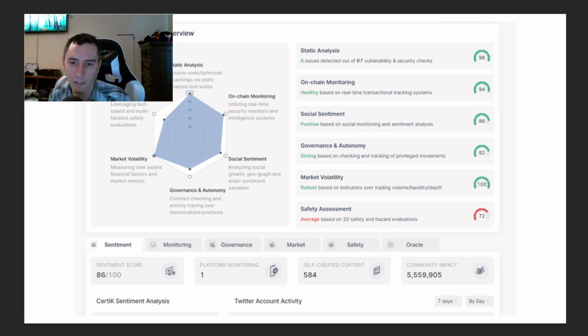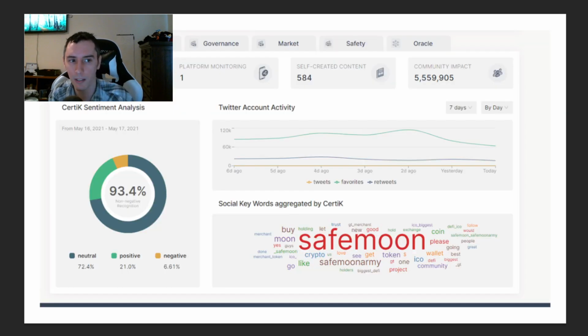So it's received high scores on a lot of these different elements. The safety assessment is at a 72. You actually, again, see fluctuations on these from time to time, given different circumstances of things that are happening inside of the industry space or with the development of the project itself. In addition to that, you guys can also see the sentiment analysis that's going on, 93.4% non-negative recognition. So a lot of good recognition in that regard.